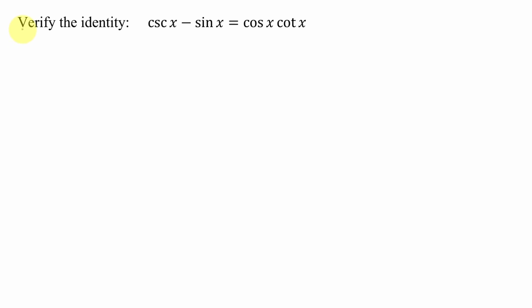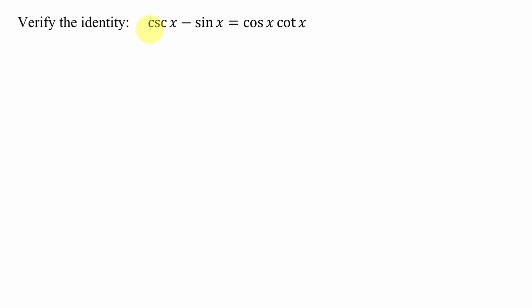In this example, I need to verify the identity: the cosecant of x minus the sine of x equals the cosine of x times the cotangent of x. Now remember, in verifying identities, we either want to start on the left-hand side and prove it equals the right-hand side, or we want to start on the right-hand side and prove it equals the left-hand side. And we always want to start on the more complicated of the two sides.